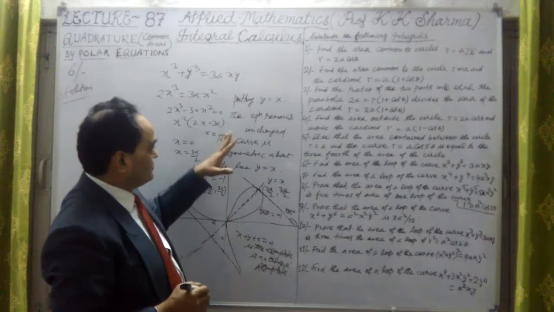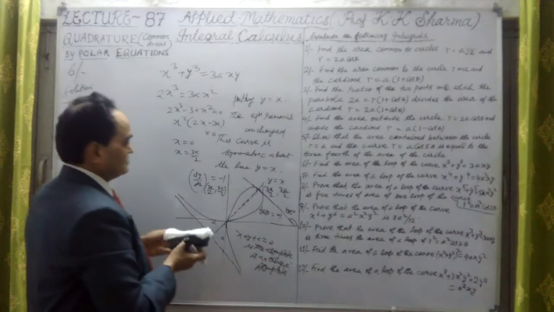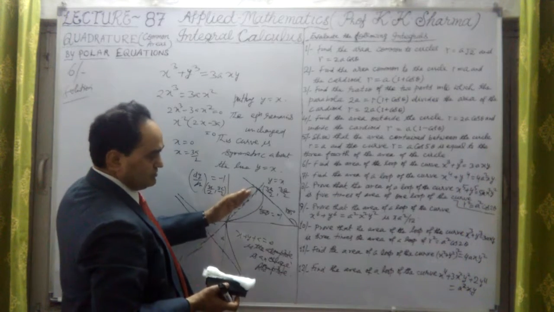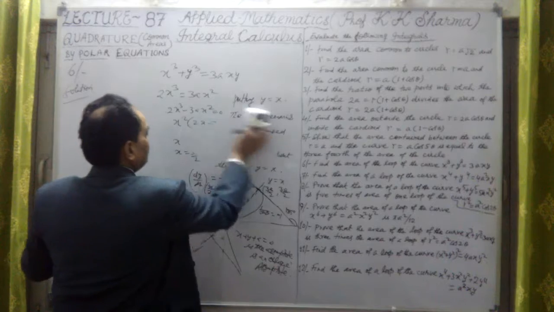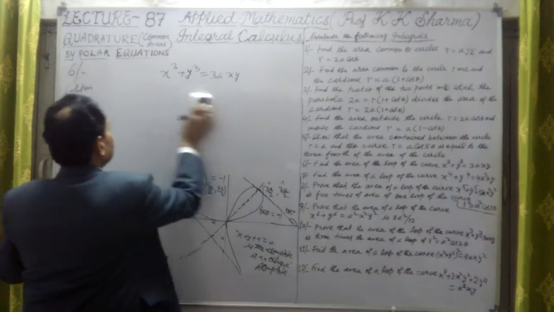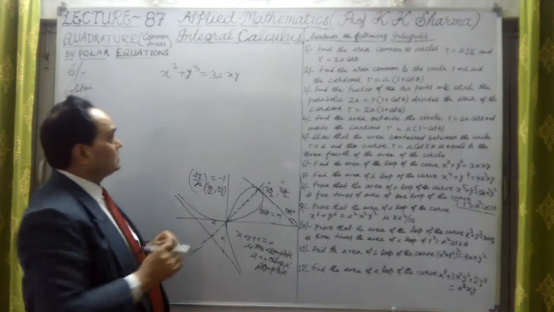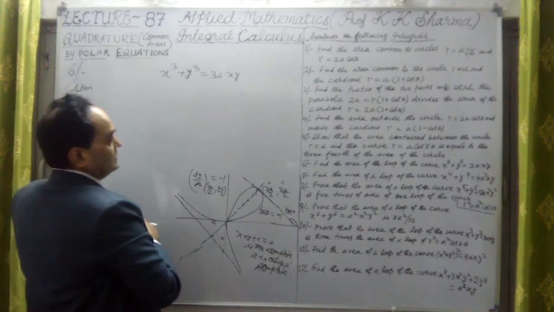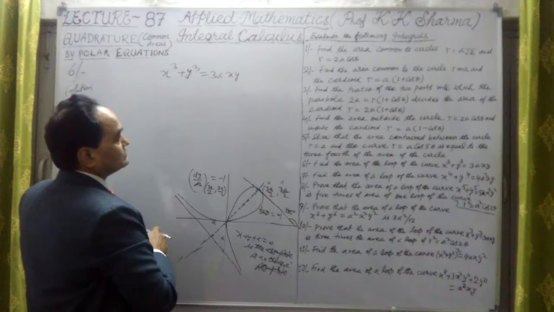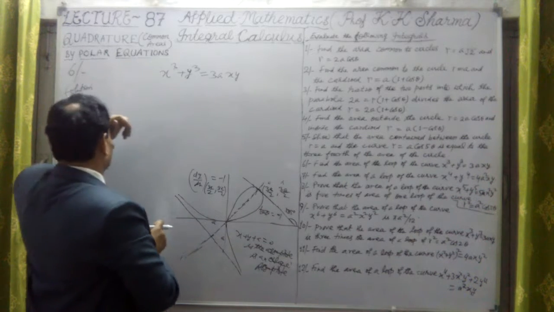Now let me solve it by polar equation, finding the area of this loop. This area of this loop we will calculate with the help of polar equations. Converting this into a polar equation, putting x equal to r cos theta and y equal to r sin theta. So what do we get?